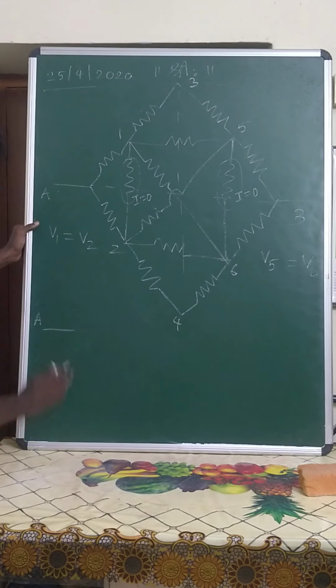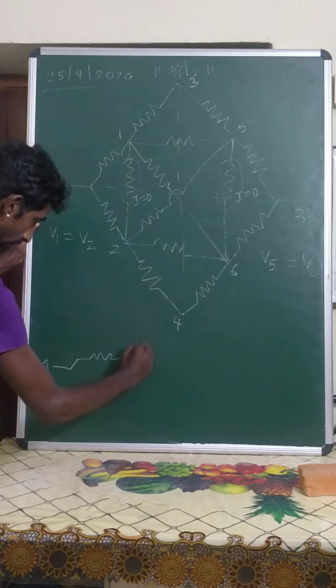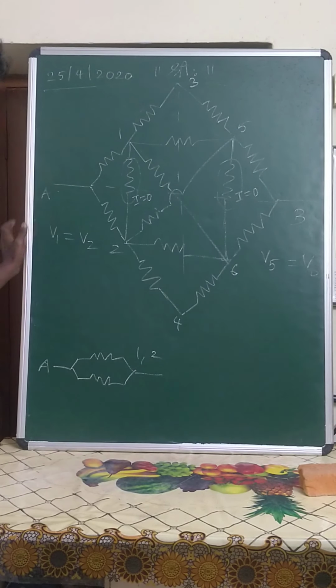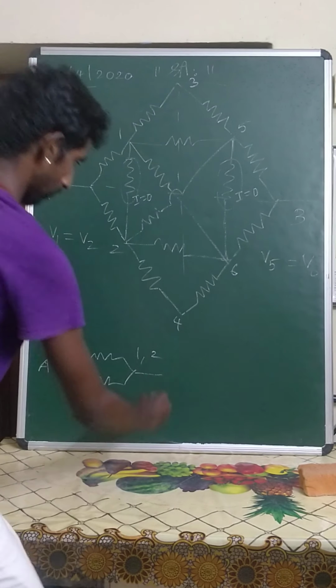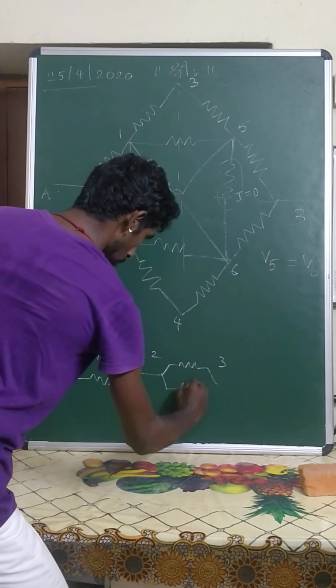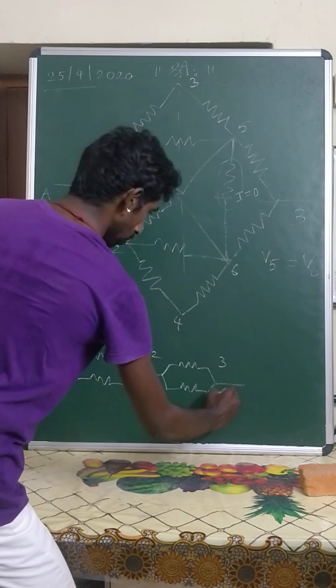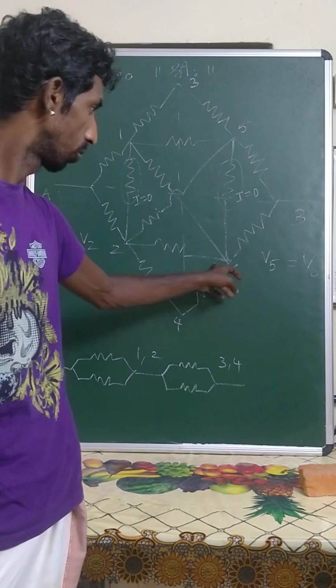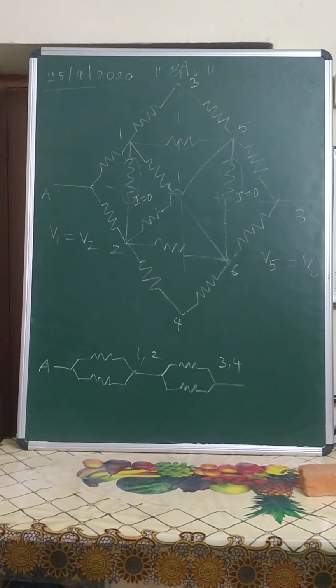Right here this is A and this is connected to 1 and to 2. From 1 and 2, we further connect 1 to 3, and 2 we can connect to 4. Then 4 is connected, you see here, to 6. How can we connect this?